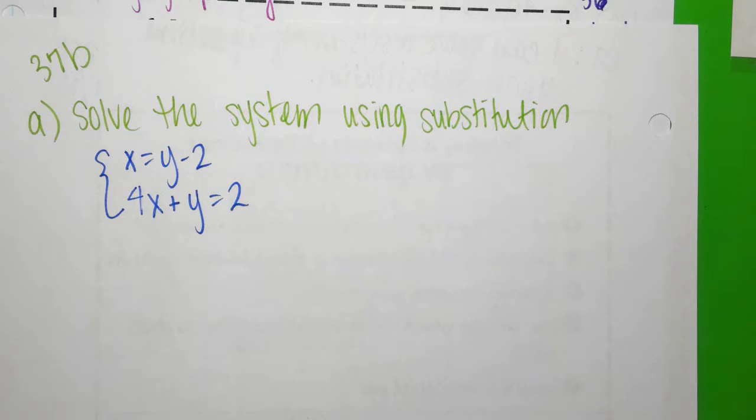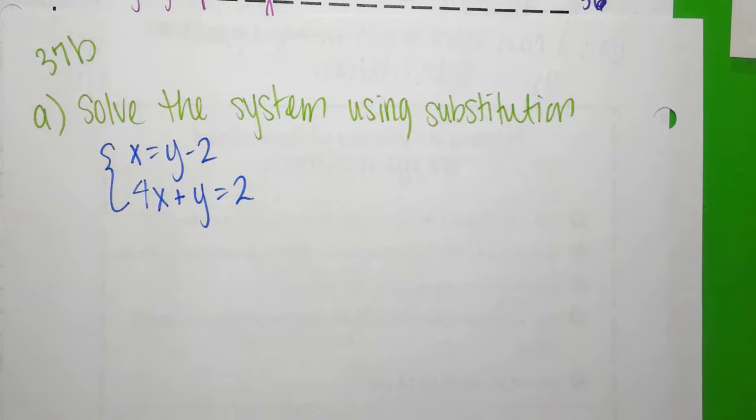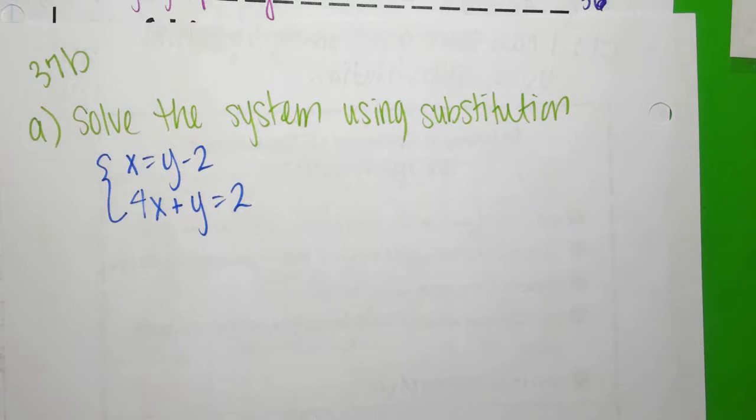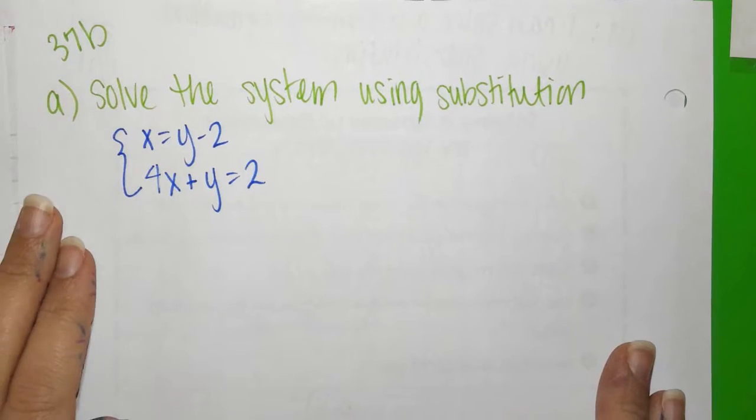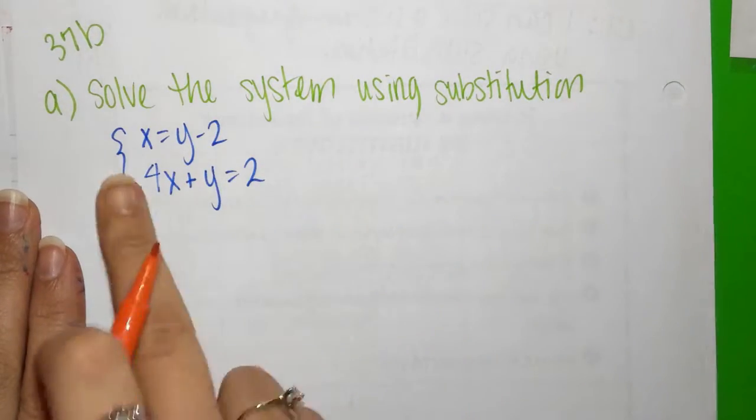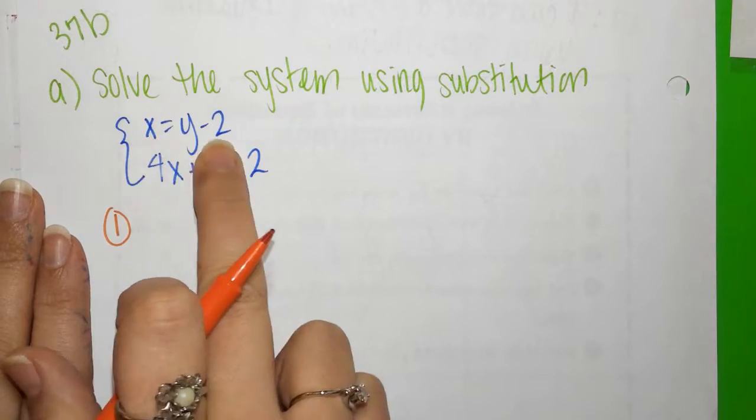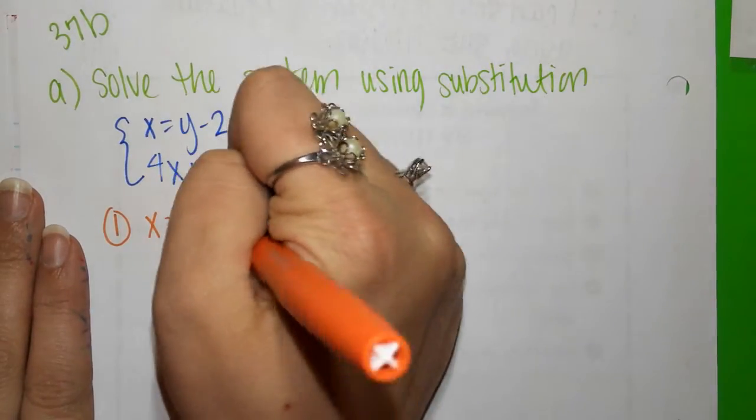Alright, so our first system says x equals y minus 2 and 4x plus y equals 2. Remember, we use substitution when we have a variable already by itself. In this problem, do we have a variable already by itself? Yes, the first one. So, our step 1 was to figure out which variable to get by itself. We know which one is by itself, so we write x equals y minus 2.